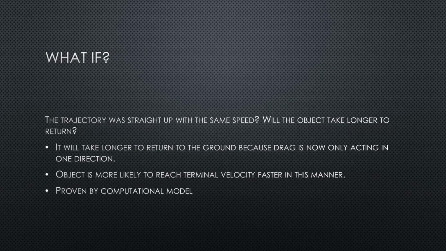So what if instead of throwing the object in 2 dimensions, it was thrown straight up in 1 dimension? Would it come back down faster or slower? It will take longer to come back down because the magnitude of speed is acting only in one direction now. So the vertical displacement will be greater, while the acceleration caused by gravity is still constant. This was also proven using the computational model.